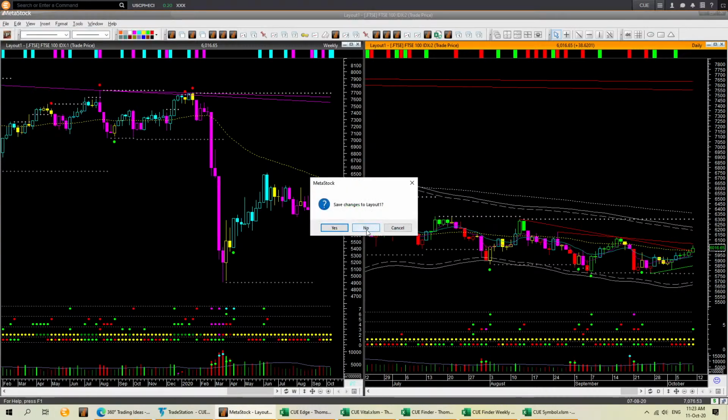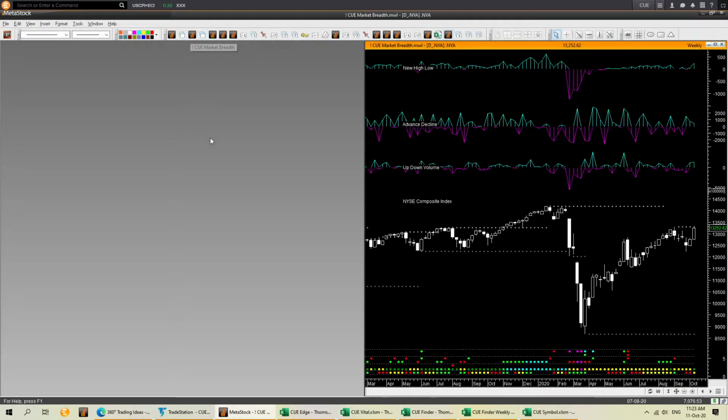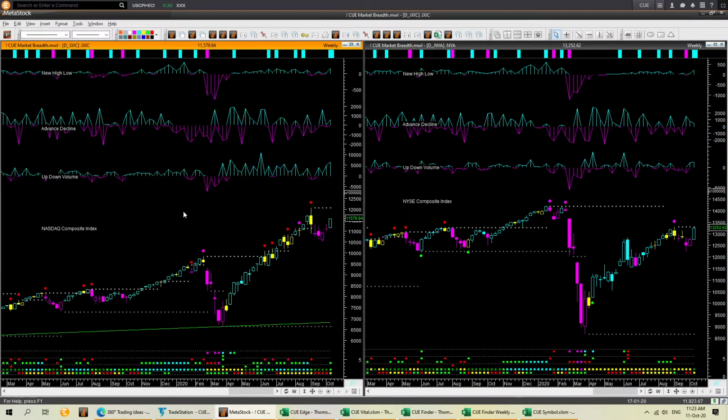What about USA market? Let's start with the market breadth information. I started sharing this again from the last market roundup. Now I am able to see the market breadth on Q Global. We are looking at new high low, advanced decline and up down volume, both for Nasdaq Composite and NYSE Composite. What can we see from here?